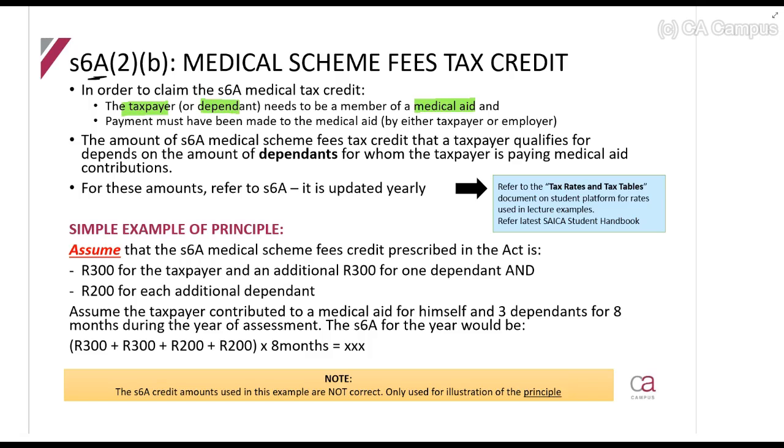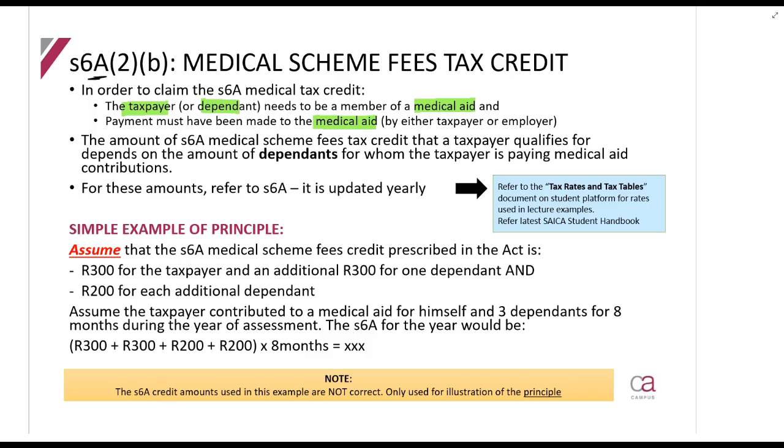But someone needs to belong to a medical aid, you or a dependent. And there must be payment made to that medical aid. And this happens either you make it or your employer does it. If your employer pays your medical aid contributions, you'll be taxed on that as a fringe benefit, which is something you'll study separately, and then you will still qualify for this credit.